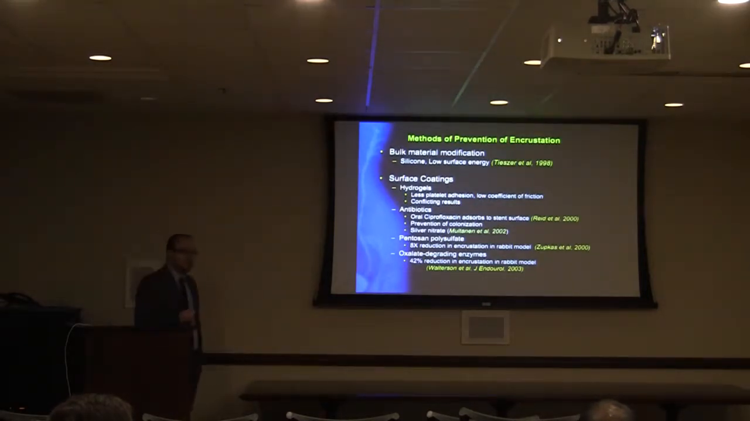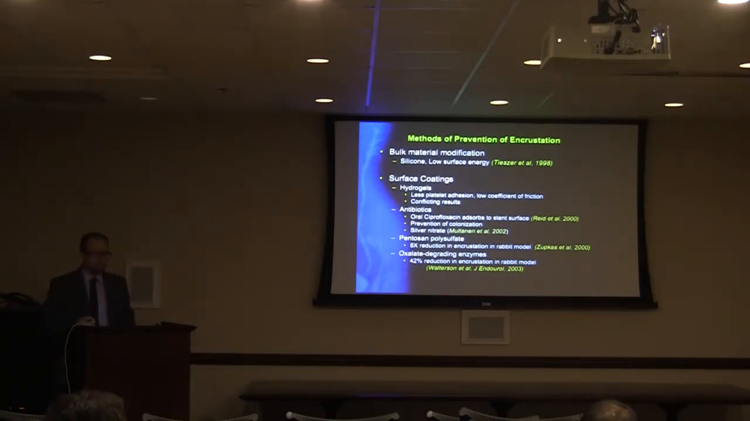So what kind of methods have been tried to prevent incrustation? Well, there have been several. People have tried to change the bulk material, for instance silicone, which has a low surface energy, and the idea was that because of that it's more resistant to incrustations. Or surface coatings, different hydrogels, antibiotics, as we just saw, which don't work, pentosan polysulfate, and even oxalate degrading enzymes. The idea there is for the oxalate degrading enzymes to break down the oxalate to prevent calcium oxalate crystal deposition.